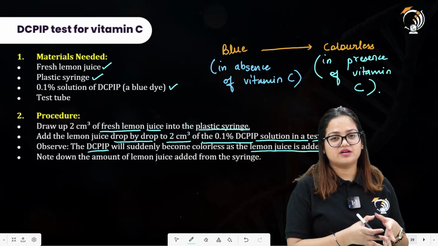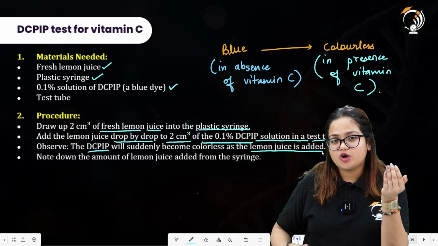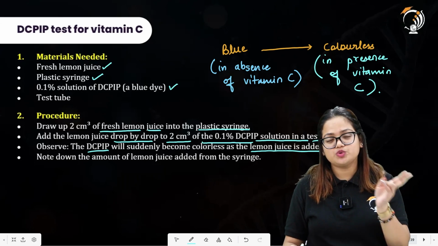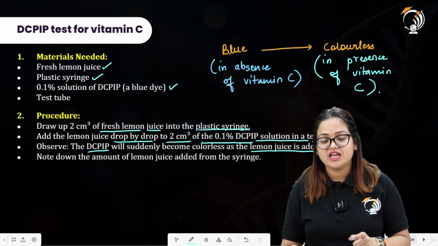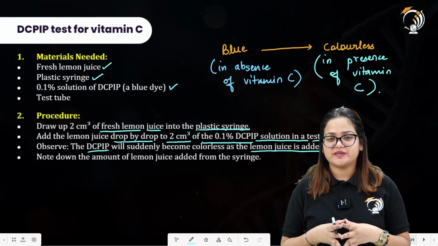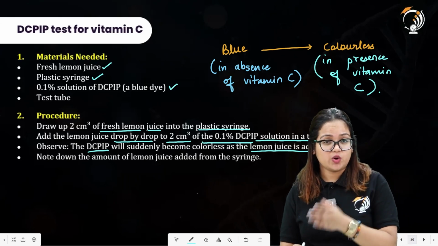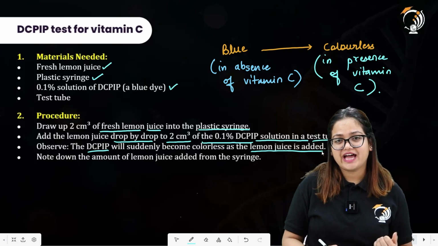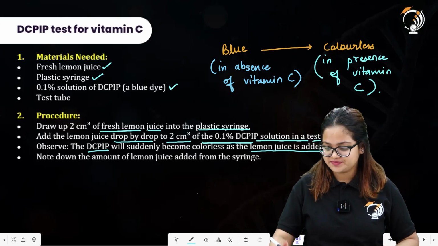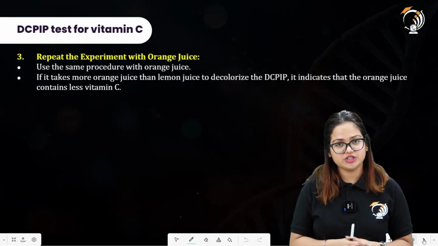Let us compare lemon juice and oranges. You will observe the color change from blue to colorless of the DCPIP solution when you are testing it with lemon juice, and slightly more time is required to obtain this result for the orange juice. So that means lemon juice has more vitamin C in it, and orange juice has less vitamin C in it. All right. I hope this is understood. Repeat the experiment with orange juice. So we have the illustration with orange juice as well.